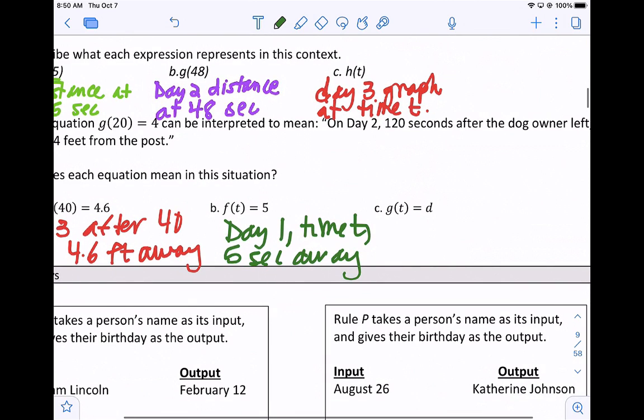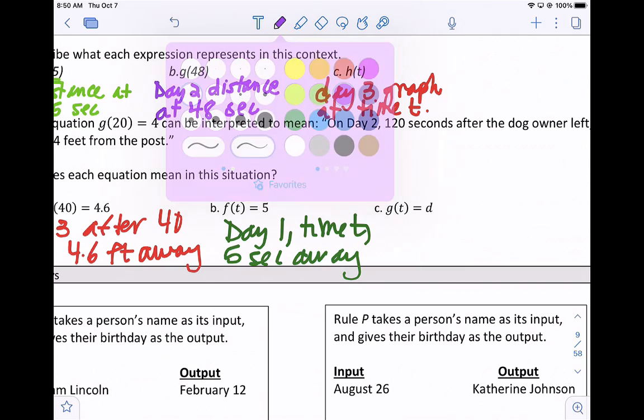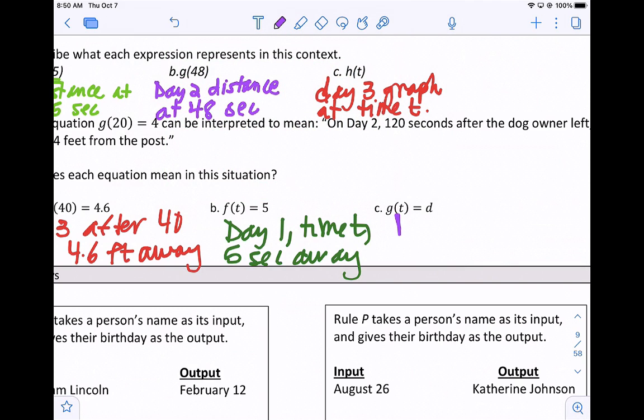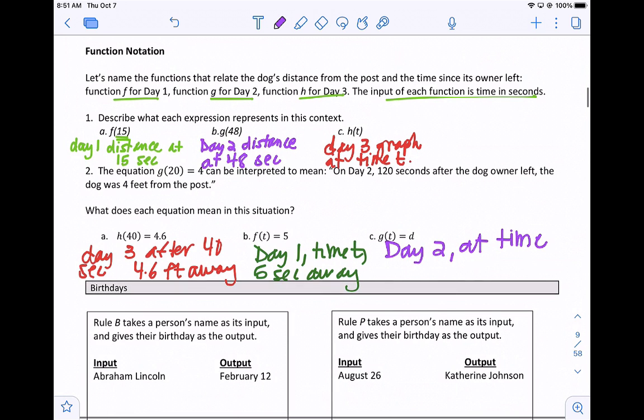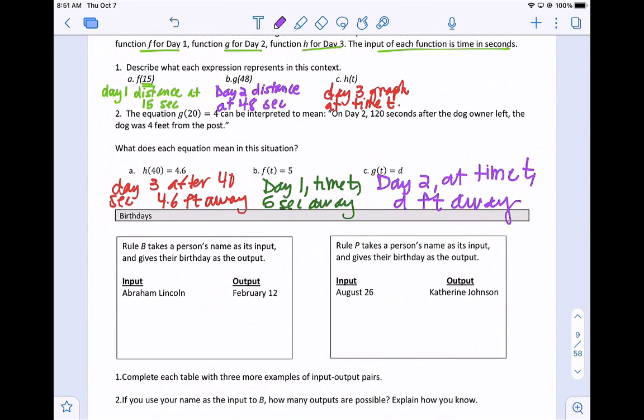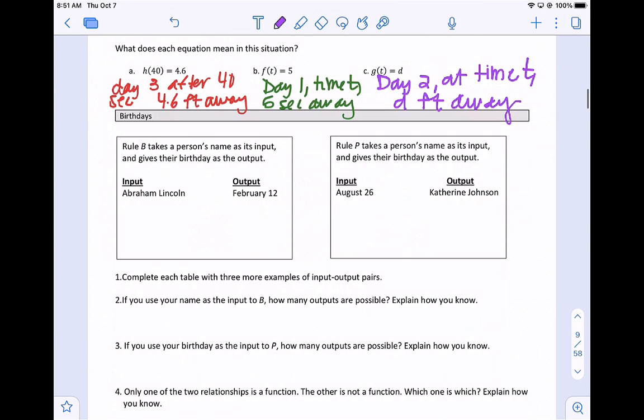And we could actually go back up to the graph and solve for t. And then g of t is saying, all right, day 2, at time t, the dog is d feet away. And this is function notation. Again, a shorter way of saying all these words, but in an equation. So let's do some examples.